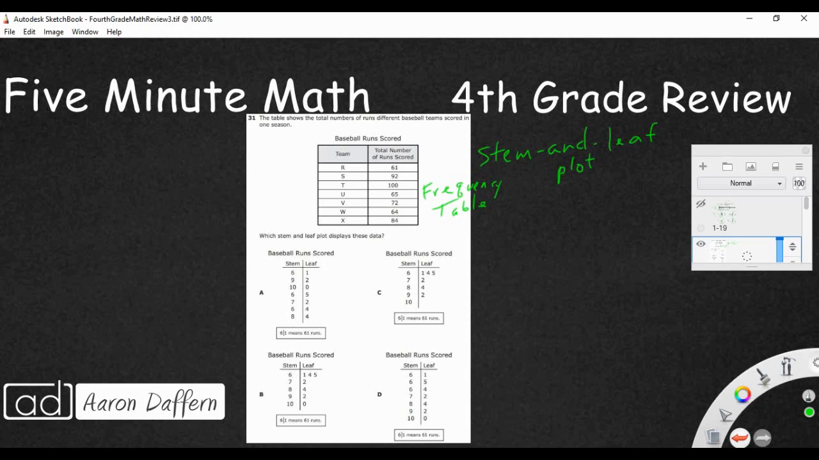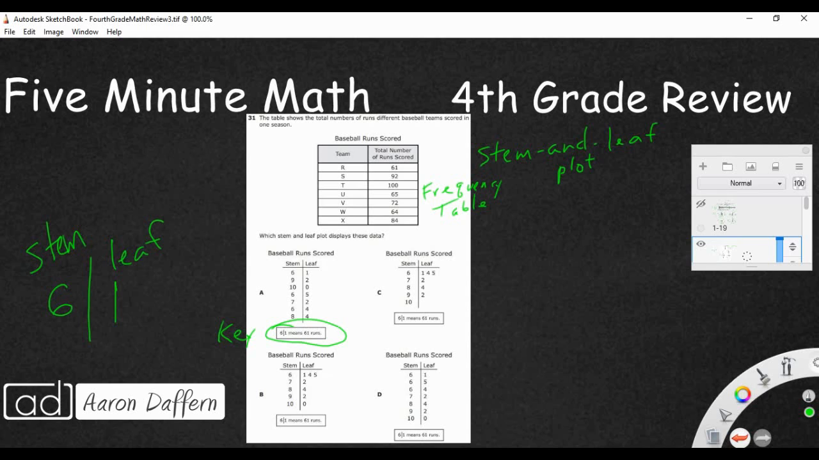The biggest thing that we need to look at on any of these stem and leaf plots is right there, and that's our key. So when it says 6 and then the line and then the 1, the left side is called the stem and the right side is called the leaf, and it's separated by that big line. So that's why we call it a stem and leaf plot.